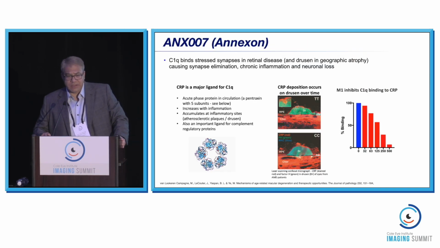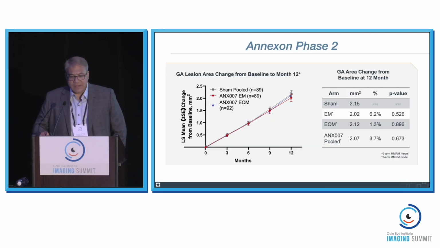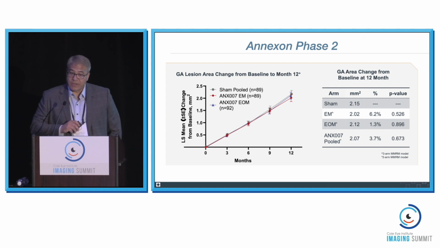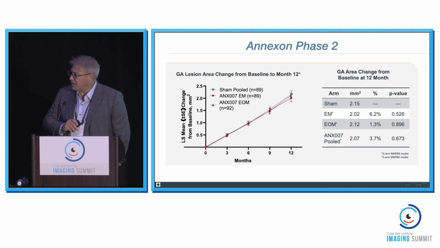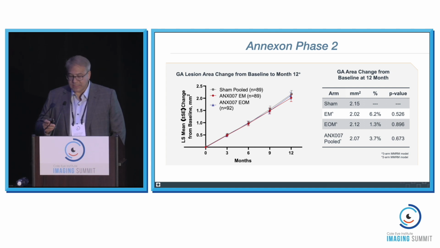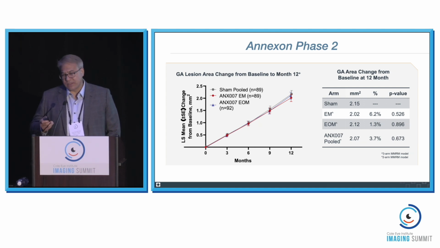So a company called Annexon has a Fab fragment that targets C1q, and this study was recently read out, showing no change in GA lesion area. But there's a very interesting finding, and I skipped through one slide, which is this one.